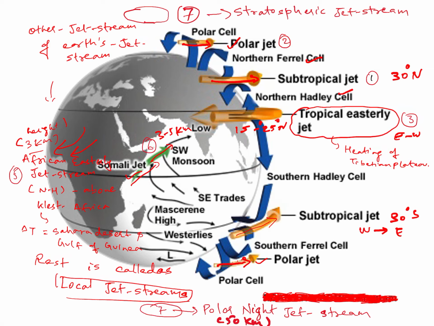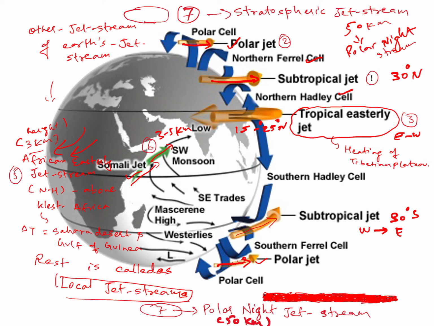But in the stratosphere, there is one jet stream over the poles, called the stratospheric jet stream, at a height of 50 kilometers. Another name for it is the polar night jet stream, which is found in the stratospheric layer. That's why it's called the stratospheric jet stream.